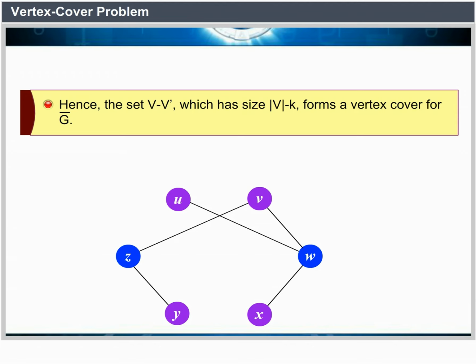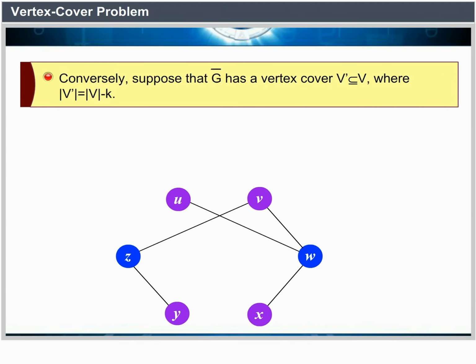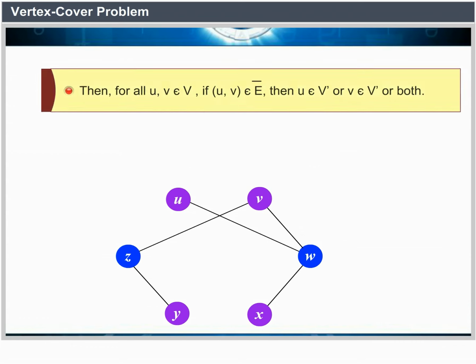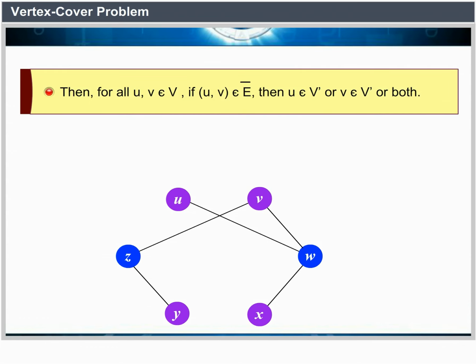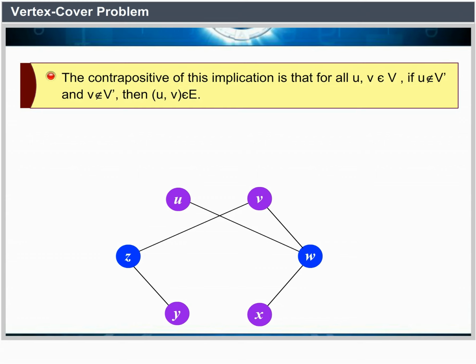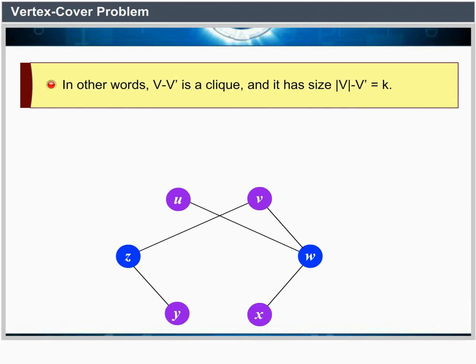Conversely, suppose that G bar has a vertex cover V' is a subset of V, where |V'| = |V| - K. Then, for all u, v belongs to V, if (u, v) belongs to E bar, then u belongs to V' or v belongs to V' or both. The contrapositive of this implication is that for all u, v belongs to V, if u does not belong to V' and v does not belong to V', then (u, v) belongs to E. In other words, V - V' is a clique and it has size |V| - |V'| = K.